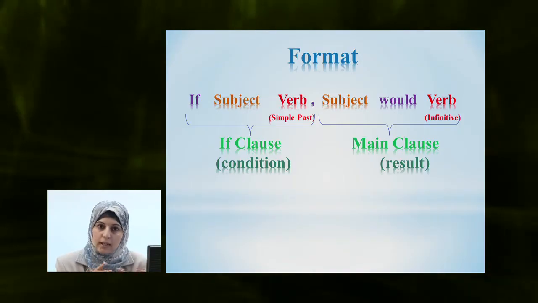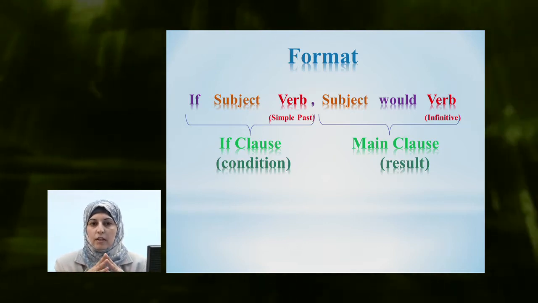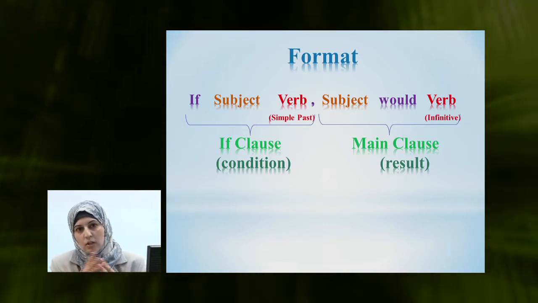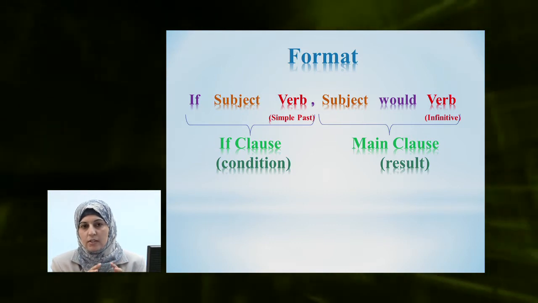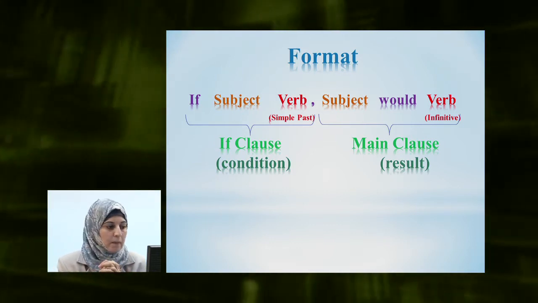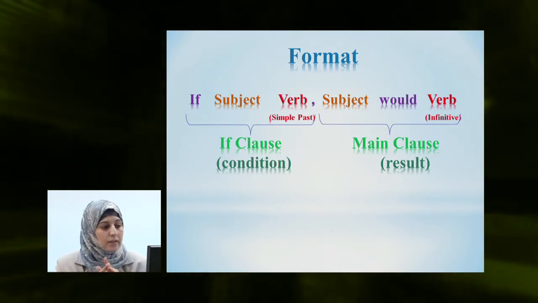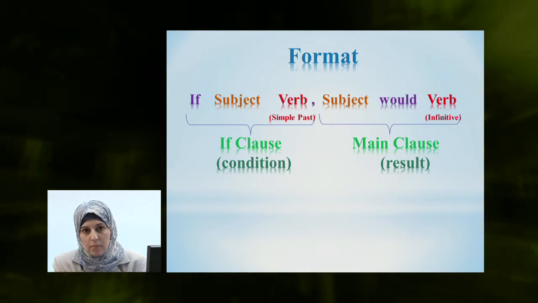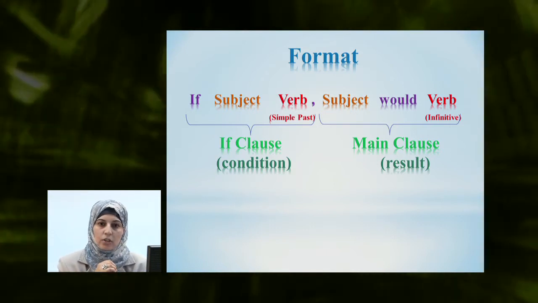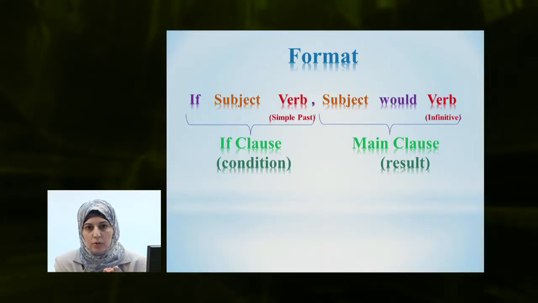Remember always that in the conditional sentences you should have two clauses. The if clause that is marked by if and the condition, and the main clause which is marked by would and contains the result of the condition. In the if clause you usually start with the if followed by the subject and the verb, but remember in the simple past. Whereas in the main clause, you should start with the subject, followed by would, and the verb in the infinitive form, and a comma separating both clauses.